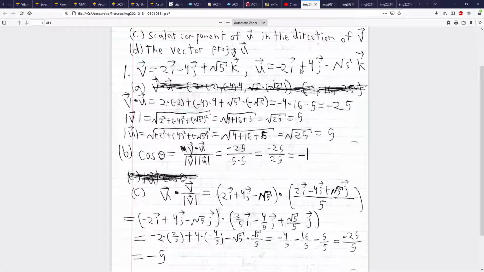So if v and u have these components, the first part will be v dot u equals 2 times negative 2, plus negative 4 times 4, plus square root of 5 times negative square root of 5, because it's the components. You have the x components with x components, the y components with y, and z with z. Multiply them together, and of course you add them up and you get negative 25. You can tell there's no direction to it. It's a scalar.